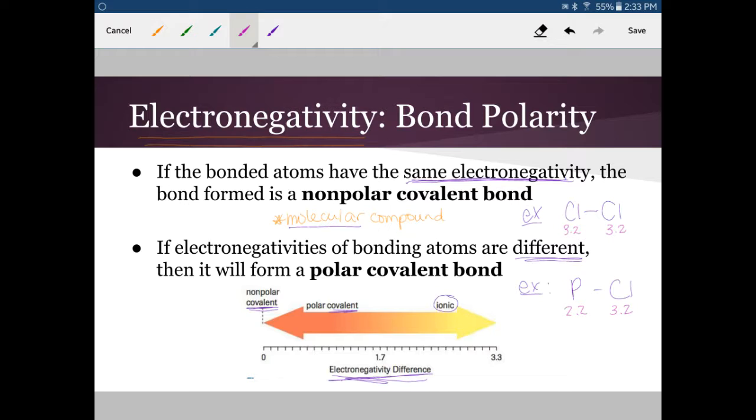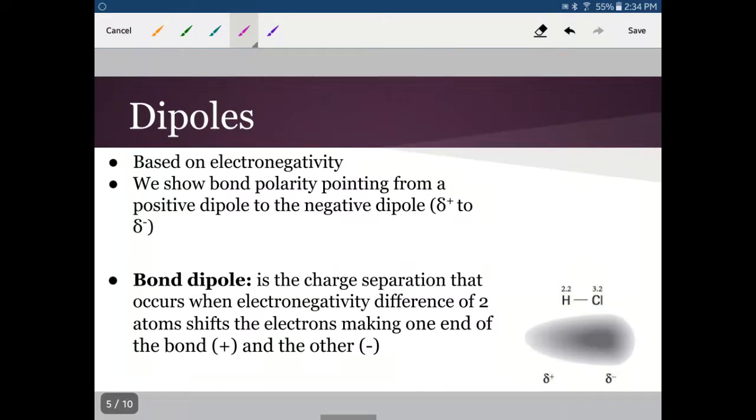So we talk about polarity in magnets, we talk about polarity in the Earth, so we have the North Pole and the South Pole. It's the same thing, we have a negative side and a positive side of a bond. So we have these things called dipoles. Now di meaning two poles. Okay, so we have a dipole, and it's all based in our bonds. So we have two poles in the bond. Okay, so it's based on electronegativity, and we show bond polarity pointing from a positive dipole to a negative dipole, and that just means the positive side to the negative side.